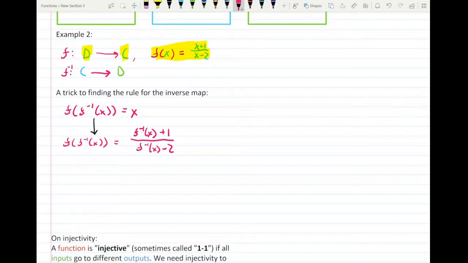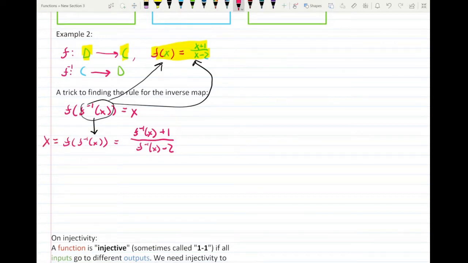Make sure you understand how we got to this step. We took f inverse of x and plugged it in as x, right? Because it's in this position. Does that make sense? Make sure it does. Now we knew before that this is equal to x, so it's still equal to x, right? This equality holds. And then we just ignore the middle part. So we have x equals (f inverse of x plus 1) all over (f inverse of x minus 2). And then we can simply solve for f inverse of x.